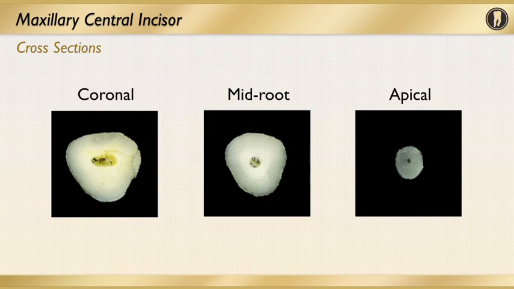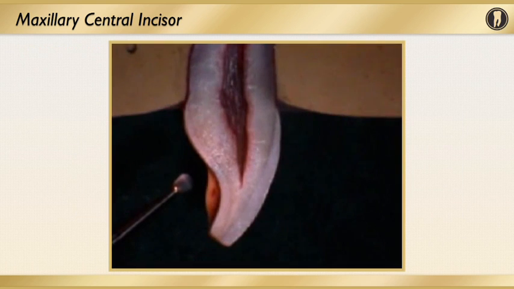Here's a cross-section of a maxillary central incisor. You can see that it's not really extremely difficult anatomy. Let's watch a video here. This is a great shot. You don't get to see this kind of shot often.